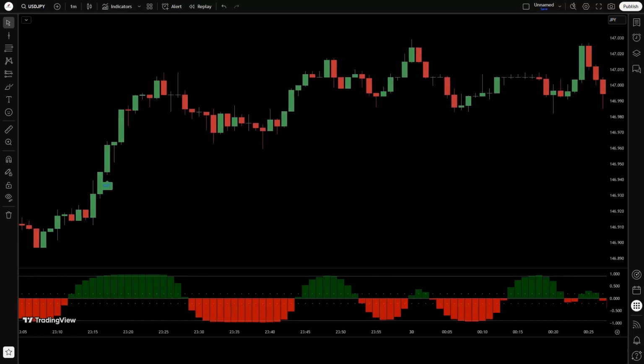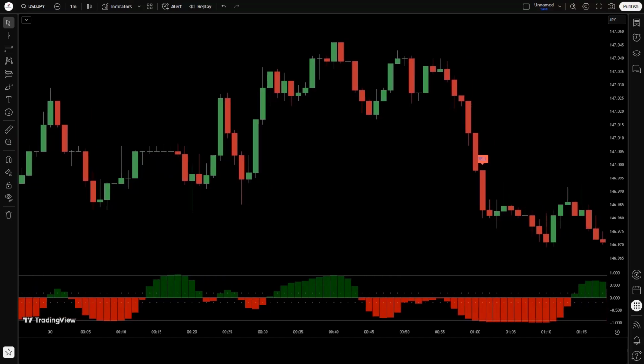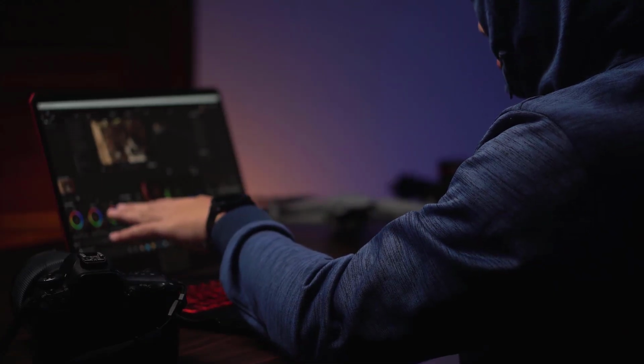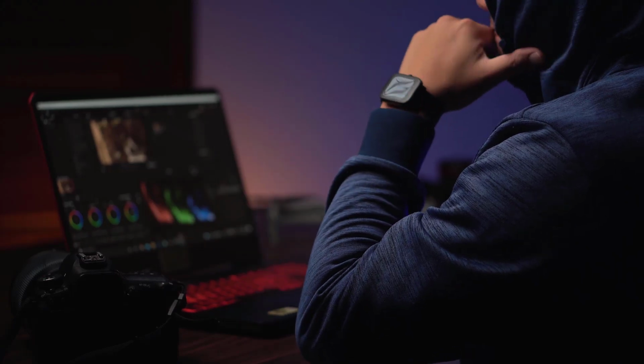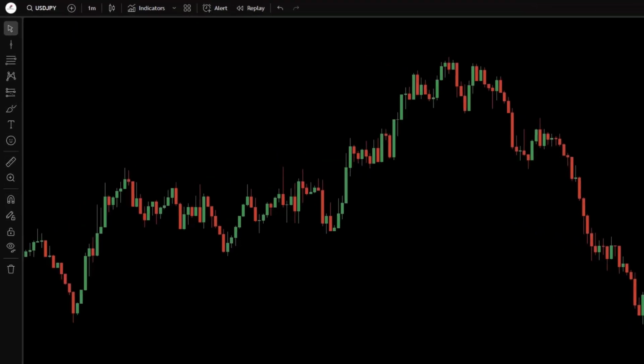Today we will take a deep dive into what many traders consider to be the most accurate free TradingView indicator ever. Whether you are an experienced trader or just starting out, understanding how to leverage this tool can greatly improve your trading strategy. So let's get started.